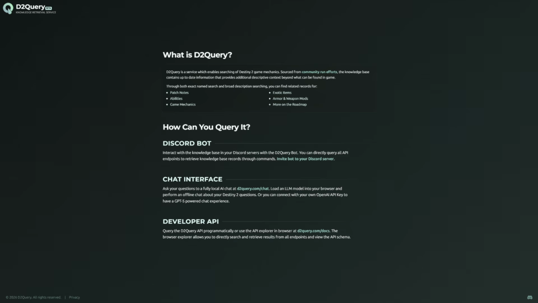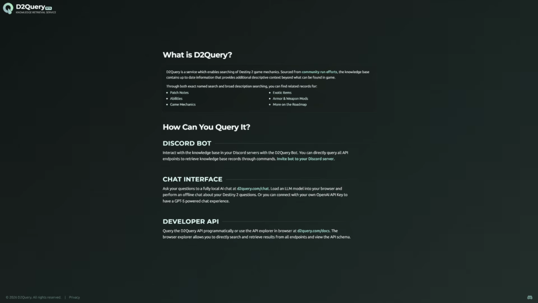So, this knowledge retrieval service, what does that actually mean? What does it look like here? Well, like I said, we have a lot of data here, and you can see that we have things, for example, like patch notes, abilities, game mechanics, exotic items, armor and weapon mods, just as examples. And there are different ways to actually query and interact with this service here.